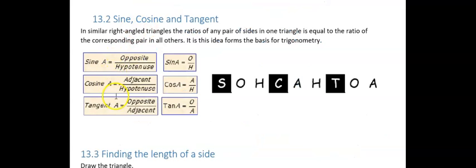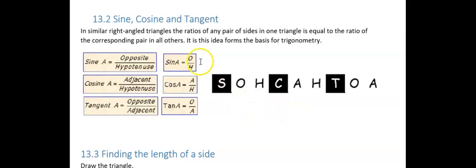Okay, here we have all of our trig ratios all summed up. In right angle triangles, the ratios of any pair of sides in one triangle is equal to the ratio of the corresponding pair of the others. That sounds fairly complicated, but all we're looking at is our Sohcahtoa here.